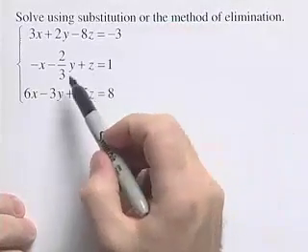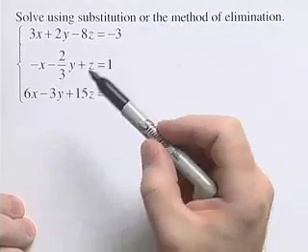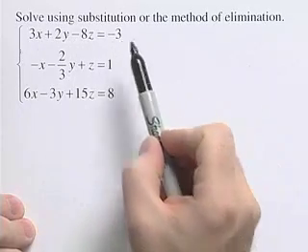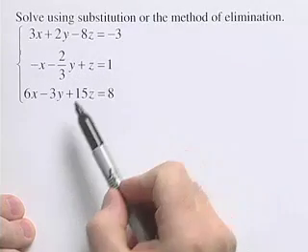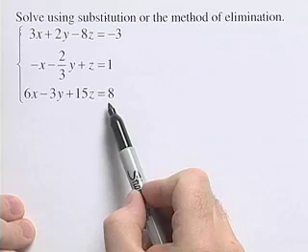This next problem we're going to solve a system of linear equations using substitution or elimination. We have a system of 3 equations and 3 unknowns. We're going to use the method of elimination to solve this. Our system is 3x plus 2y minus 8z equals negative 3, negative x minus 2/3 y plus z equals 1, 6x minus 3y plus 15z equals 8.